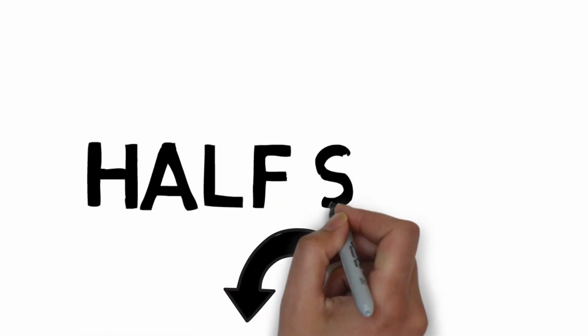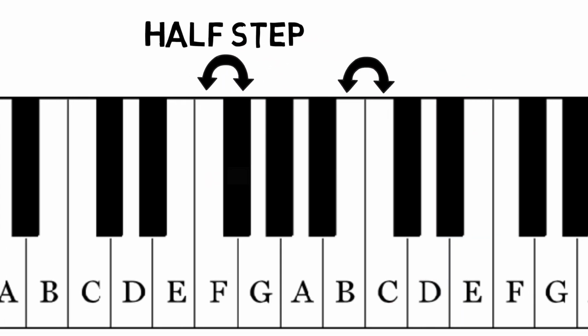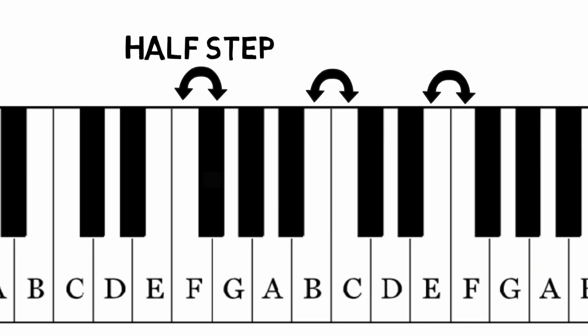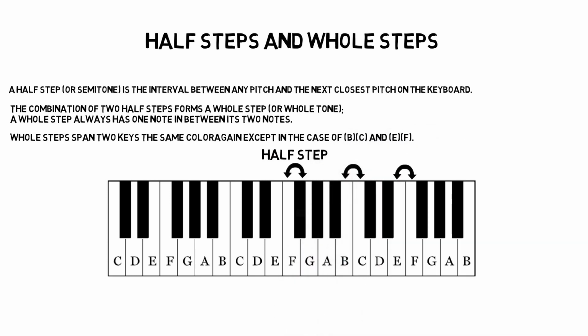On a keyboard, a half step spans a white note to a black note, or black to white, except in the case of B to C and E to F, as shown in figure. Whole steps span two keys the same color, again except in the case of B, C and E, F. A whole step above E is not F, but F sharp. A whole step below C is not B, but B flat.